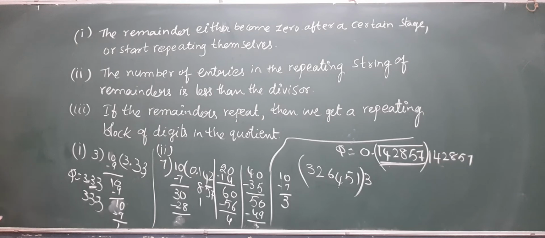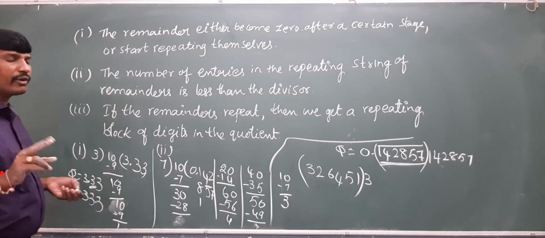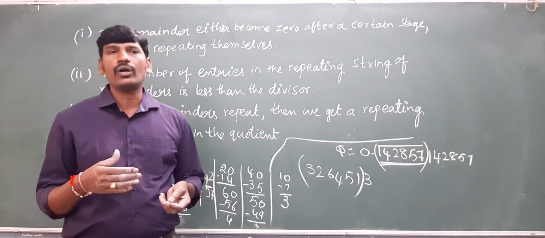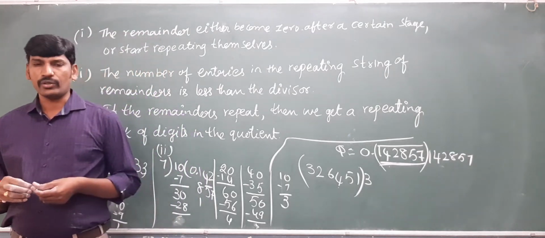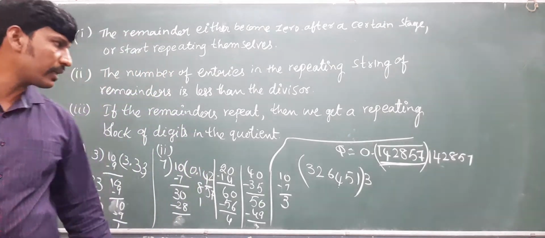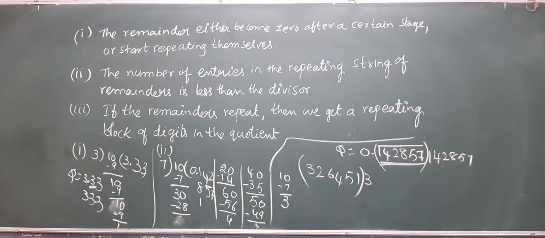Is it possible in all rational numbers of the form p by q? Is it possible or not? Let us discuss. Now we are going to discuss 2 cases here: the remainder becomes 0, or the remainder will not become 0. That we are going to discuss now. Is it clear, my dears? Did you understand this?